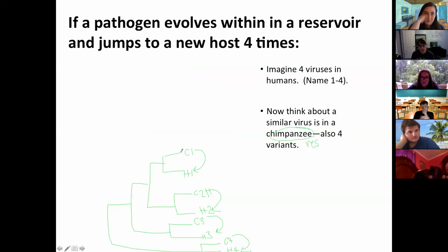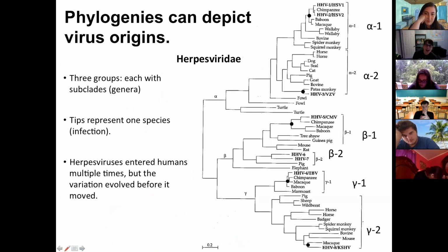Now when you look at this, this is a phylogeny of herpes viruses. If you do not know this, there are herpes viruses in almost all mammals, even in some reptiles and some birds.